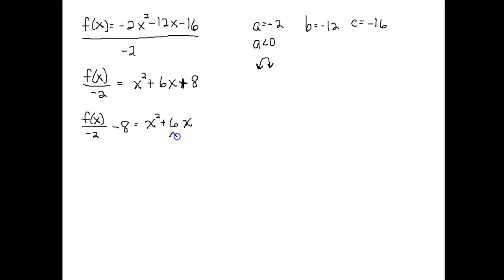We take this number that's in front of x, we take half of that, and we square it. So half of 6 is 3, squared is 9, and that's what we're going to add to both sides of the function.